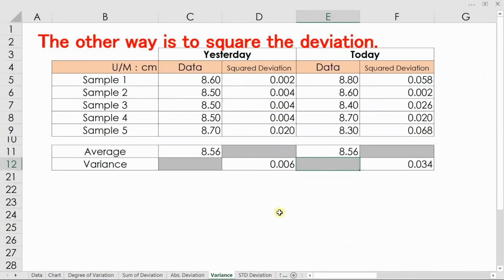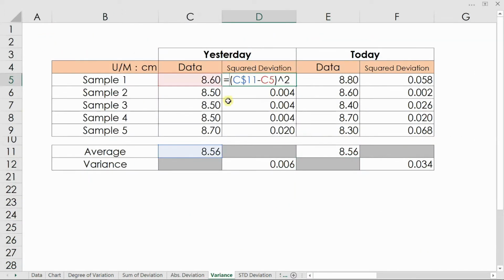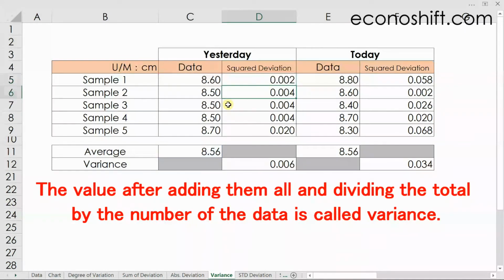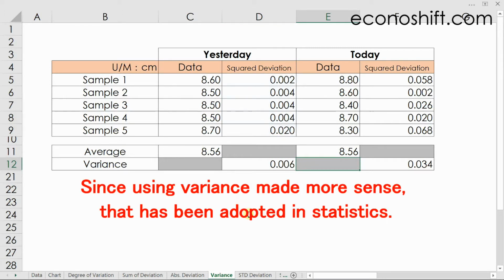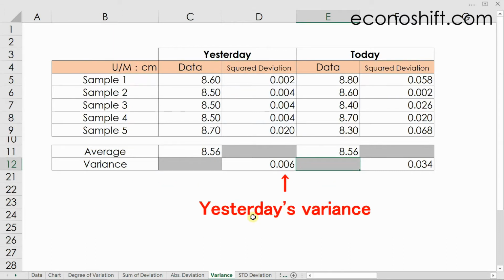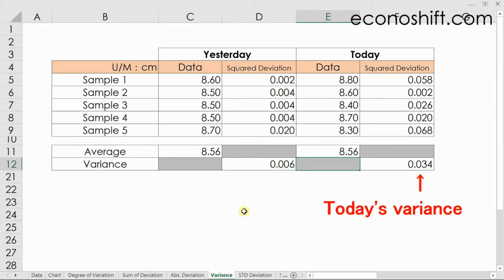The other way is to square the deviation, which will always be positive. The value after adding them all and dividing the total by the number of the data is called variance, which is often used in statistics. I will not go into detail at this time, but since using variance made more sense, that has been adapted in statistics. Yesterday's variance was 0.006 and today was 0.034.